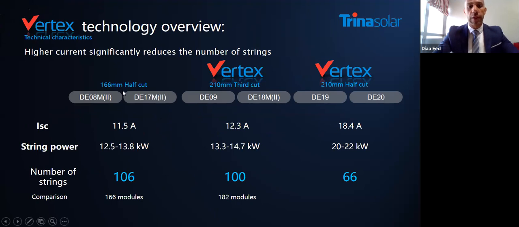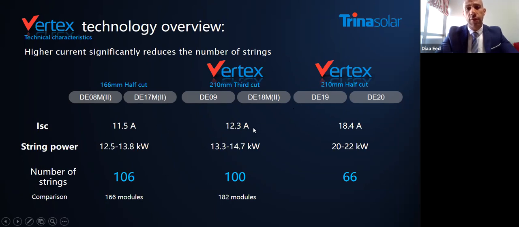These are the two legacy modules which we didn't make obsolete after we introduced the 210: the DE08M up to 490 watt, and the DE17M up to 460, which have the standard short circuit current of 11.5. Going to the third cut modules, this is our Vertex S, the 210 third cut, and the Vertex 500, the DE15. We can see here that the short circuit current is 12.3. So up to the level of the 500, you are safe.